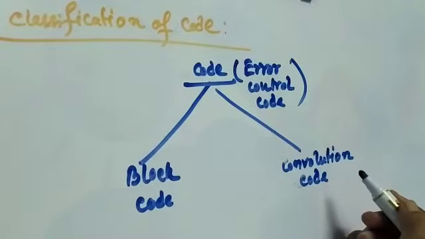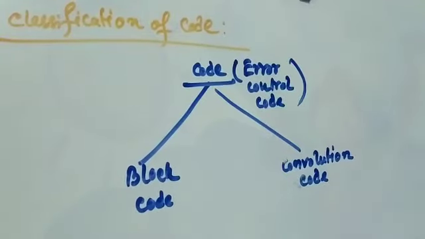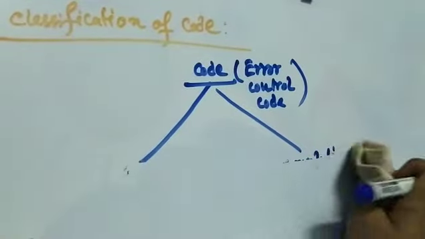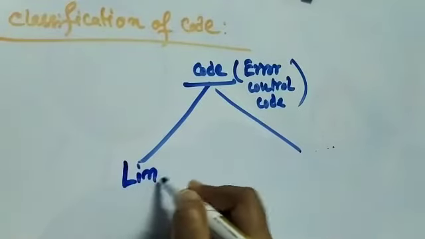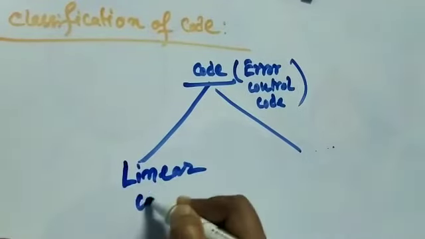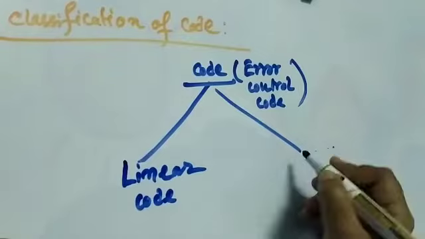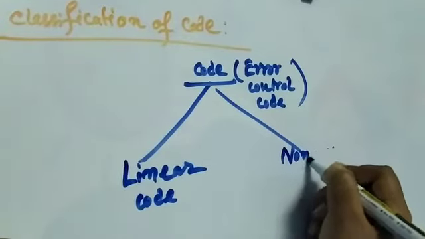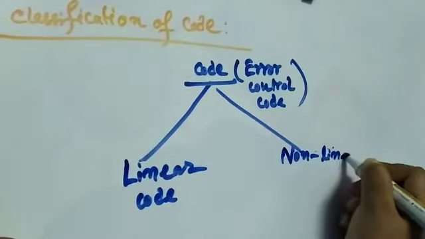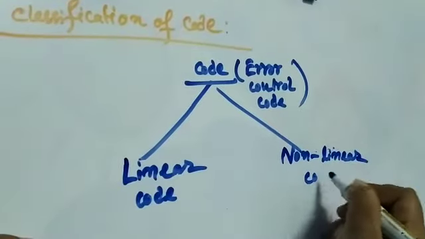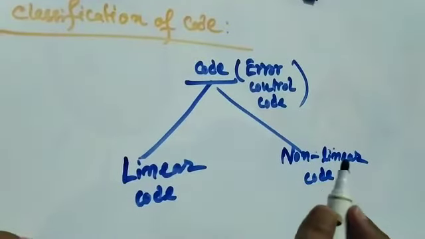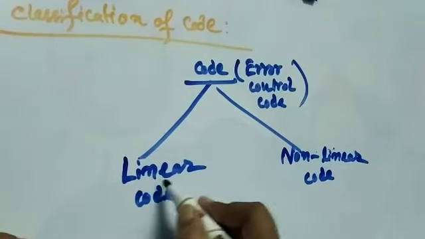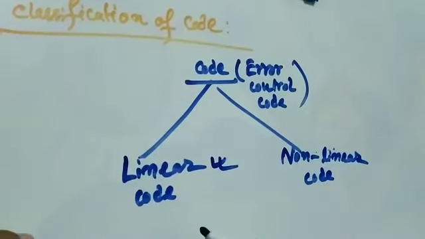Another way of classifying codes is linear code and non-linear code. So this is another representation of classification of code. Now, what is a linear code?